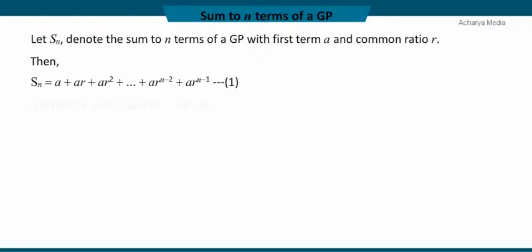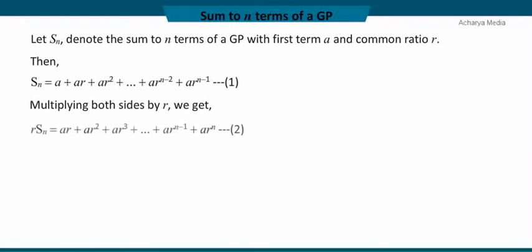Equation 1. Multiplying both sides by r, we get rSn is equal to ar plus ar squared plus ar cube and so on, plus ar to the power n minus 1 plus ar to the power n.